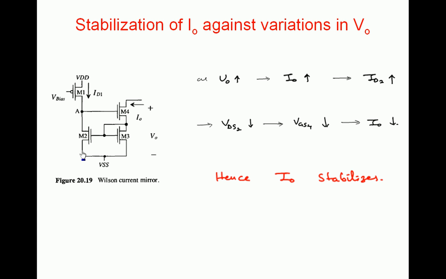Previously, let us assume VDS is equal to 5 volts, and you are getting 10 microamperes. Now you are getting the same 10 microamperes at 4 volts. That is nothing but, for a lesser voltage, you are getting more current compared to the previous case. That is what happens.